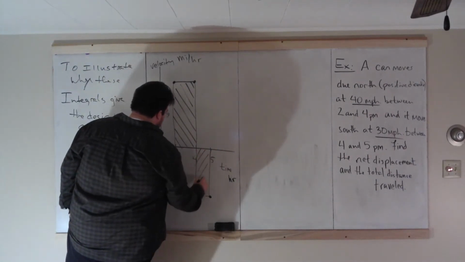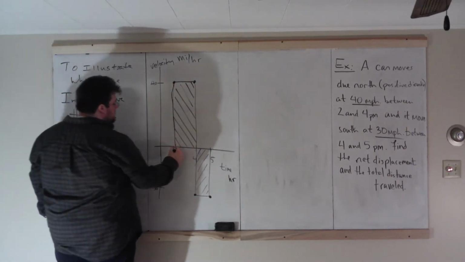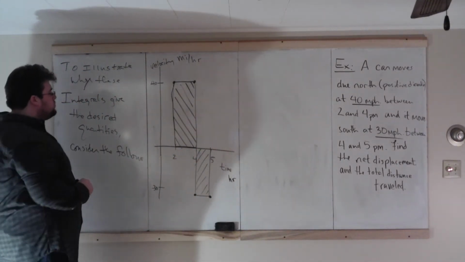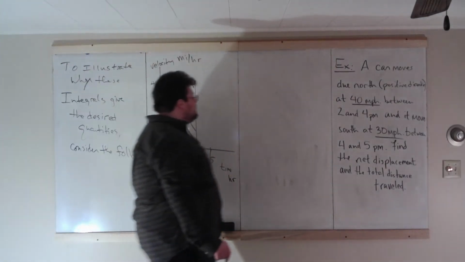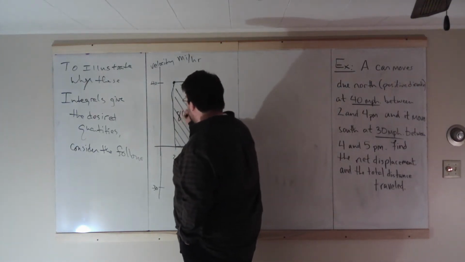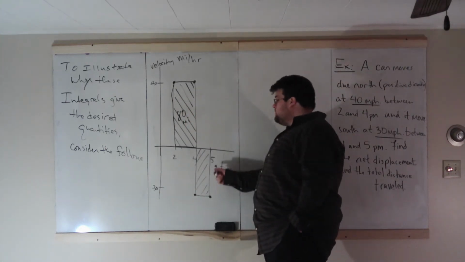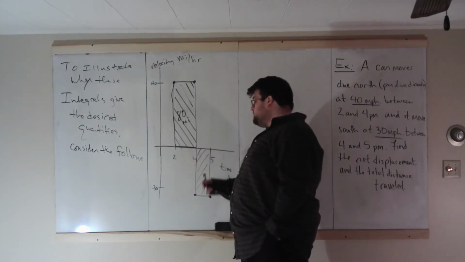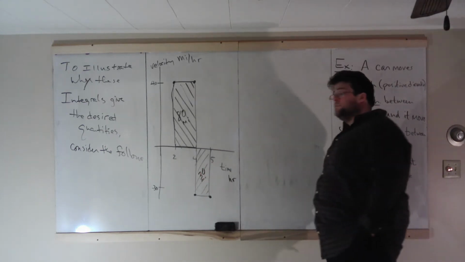What is the area of that top rectangle? 40 times 2. 40 miles per hour times 2 hours. Unit conversion, hours cancel, you're left with miles. So that gives you an area which can be interpreted as 80 miles. How about down here? Well, 1 hour, 30 miles per hour. Multiply them, you get an area which can be interpreted as 30 miles.